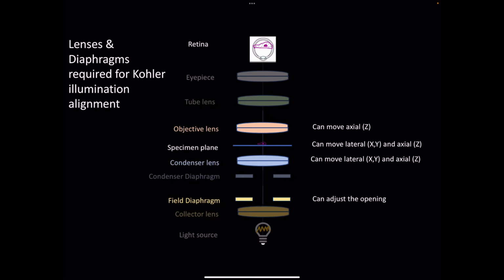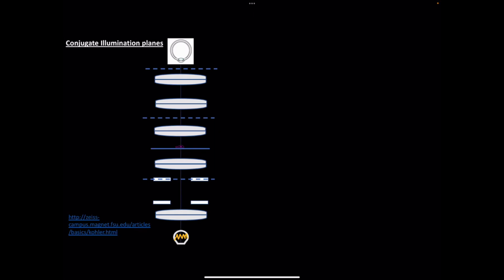Now, let's say you have a properly aligned microscope, and you have already done the process of alignment. In that properly aligned microscope, you will have two distinct sets of conjugate focal planes. We studied what conjugate focal planes are, right? If you have any doubt in that, just go back to the previous video.